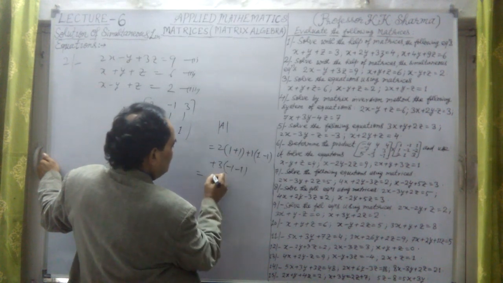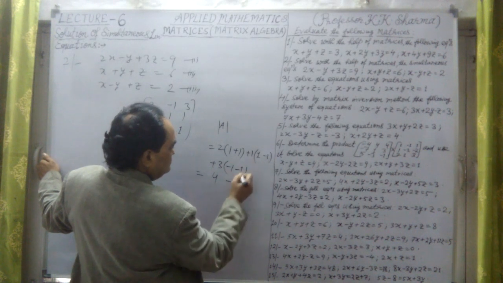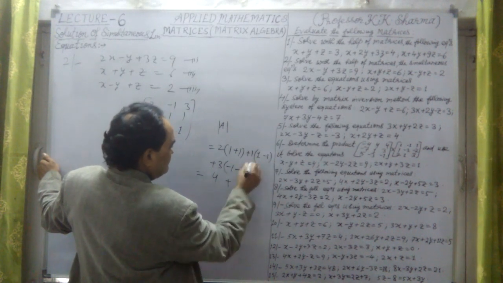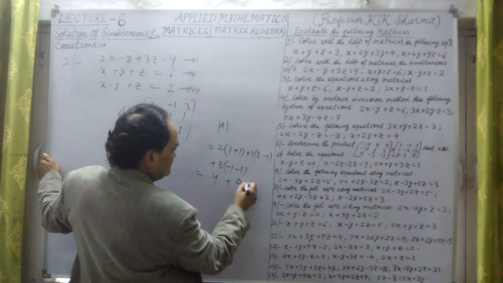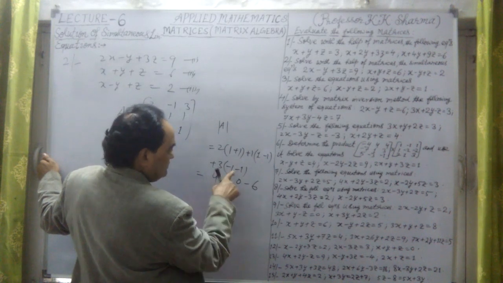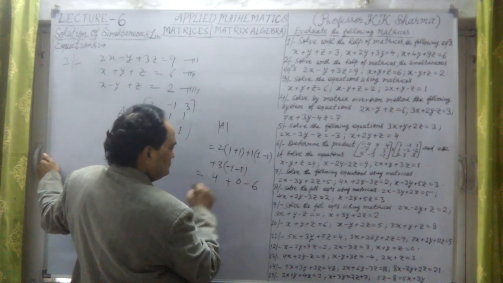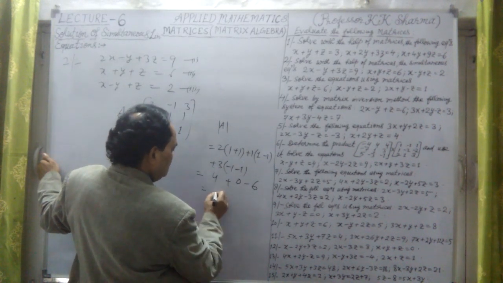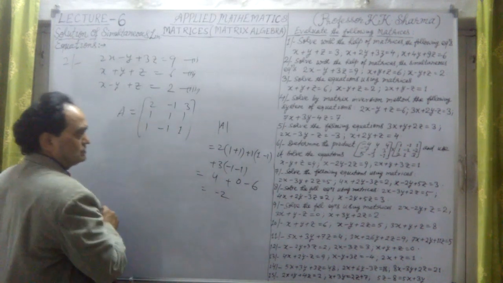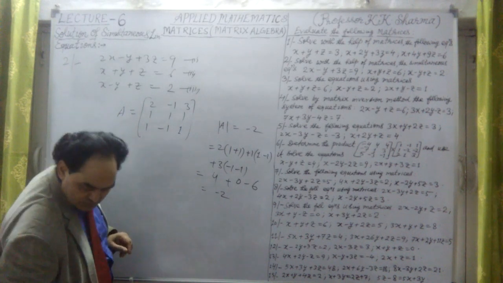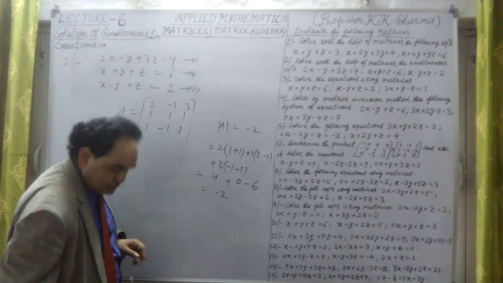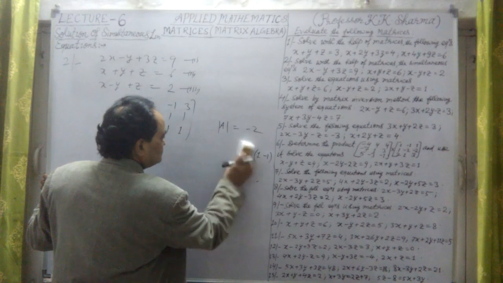This is 2 into 2 is 4, so 1 plus 1 is 2, 2 into 2 is 4. This is 0 here plus 0, and this is minus 1 into minus 1. It is minus 2 into 3, minus 6. Minus 1 is minus 2, but into 3 is minus 6. The value comes out to be minus 2. Minus 2 is the value of the determinant. The determinant value of this is minus 2 here.